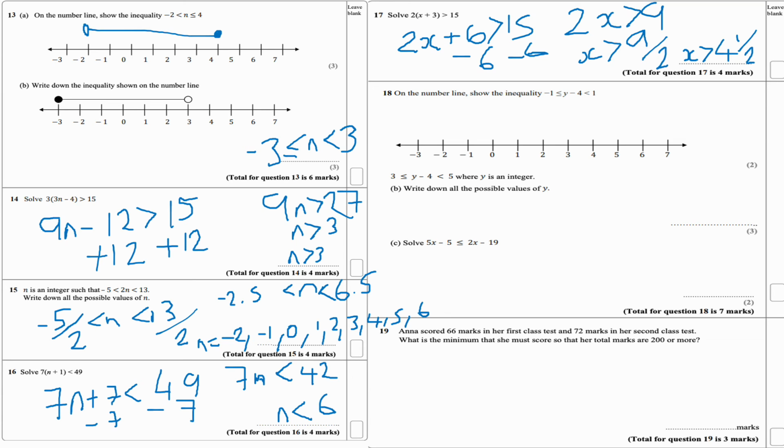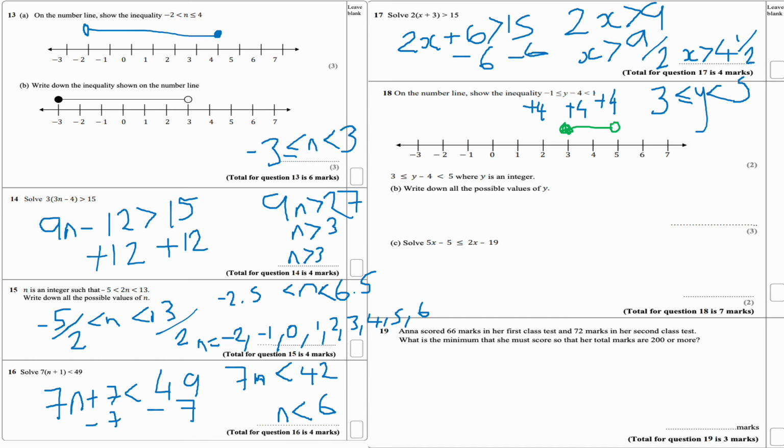Okay, this is question number 18. On the number line, show the inequality of this. Well, if I add 4 to both sides of my inequalities, to balance it, the double inequality, -1 plus 4 is 3, so 3 is less than or equal to y and less than 5, so it's going to be a circle there. Okay, sorry, it should be a 3 there, not in between. And then it's just going to 5. There's a hollow circle there.